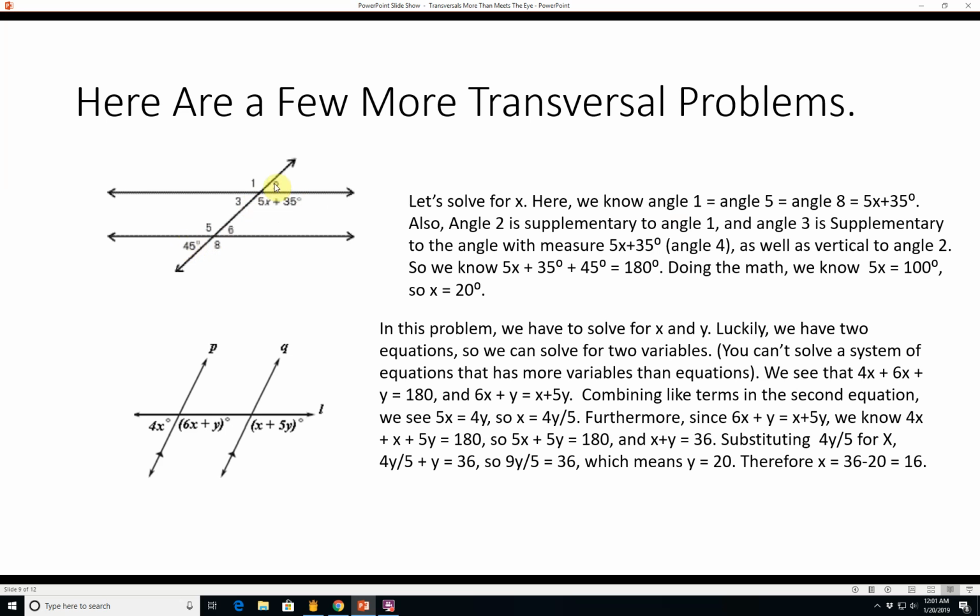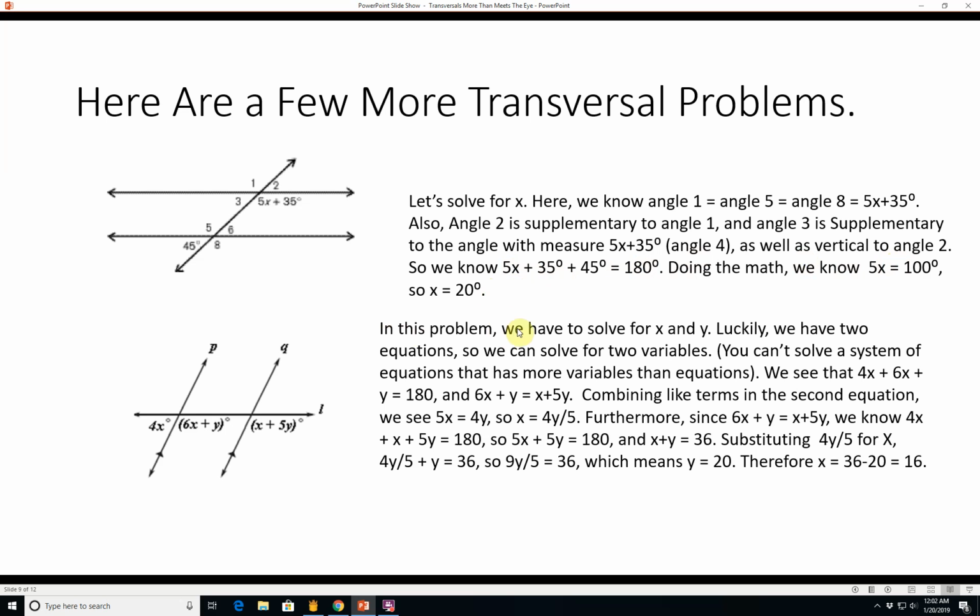Okay, so since we know that angle 1 is equal to angle 5, which is equal to angle 8, which is equal to 5x plus 35 degrees, and we know angle 2 is supplementary to angle 1, which has to add up to 180, and it's vertical to angle 3, angle 6 is vertical to a 45 degree angle. So we know that angle 3 is supplementary to the angle with measure 5x plus 35, or angle 4. So we know that 5x plus 35 degrees plus 45 degrees from here, these two angles have to be the same, is equal to 180. When you do the math, you find out that 5x is equal to 100 degrees, because 45 plus 35 is 80, subtract the 80, you get 5x equals 100 degrees, so x is 20 degrees.